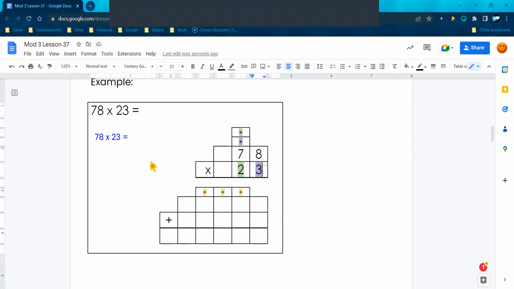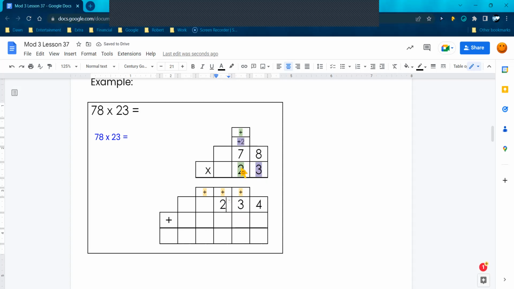So the first thing I need to do is I need to multiply. I've already set up my problem. I'm going to take the ones column. I'm going to start off and I'm going to multiply 3 by 78. But to do that, I'll do it one digit at a time. So I'll do 3 times 8, which is 24. And then I'm going to carry my 2, drop my 4. Then I'll do 3 times 7, which is 21, plus 2, which is 23.